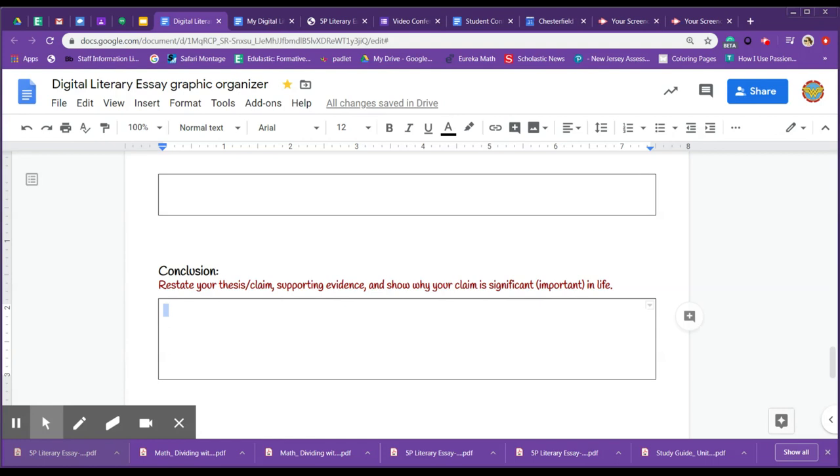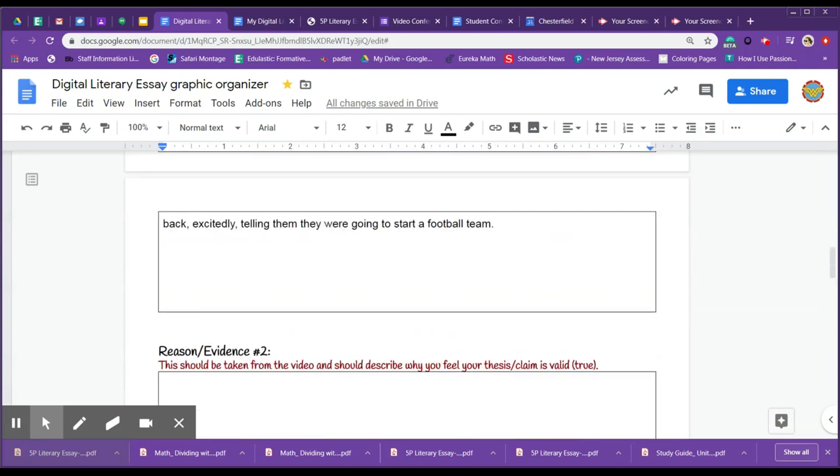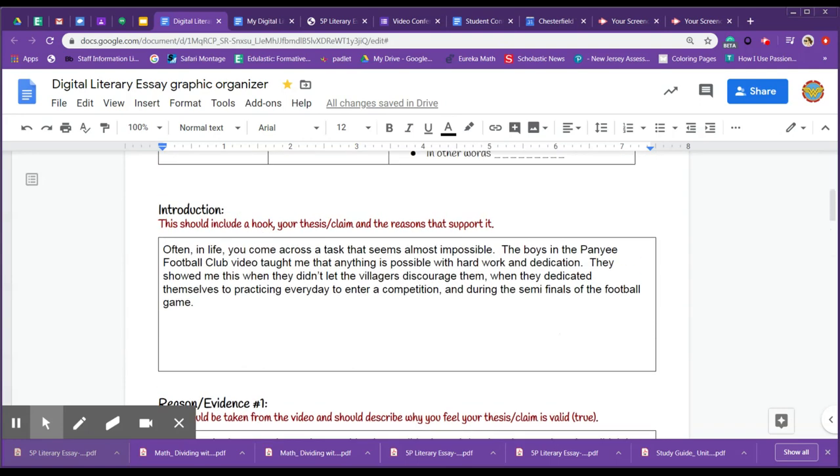You want to restate what your thesis or claim is and any supporting evidence that you might want to include, but you want to show why that's important in life. So if my thesis is that anything is possible through hard work, you want to give one lasting thought in your conclusion.